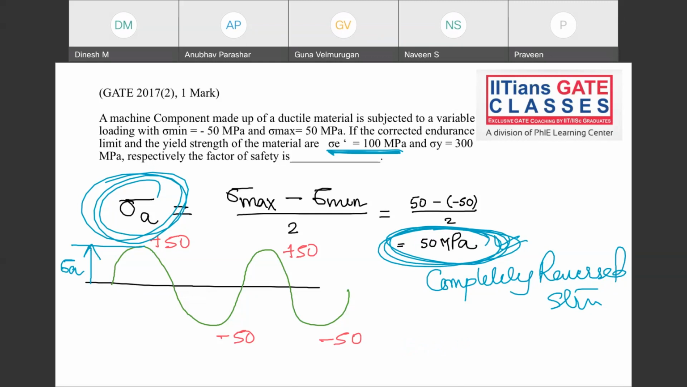Let me see the formula. The maximum stress applied should be equal to the endurance limit divided by the factor of safety. So in this case, you can see the factor of safety is equal to the endurance limit, 100, divided by the maximum stress, 50. So the factor of safety is 2.